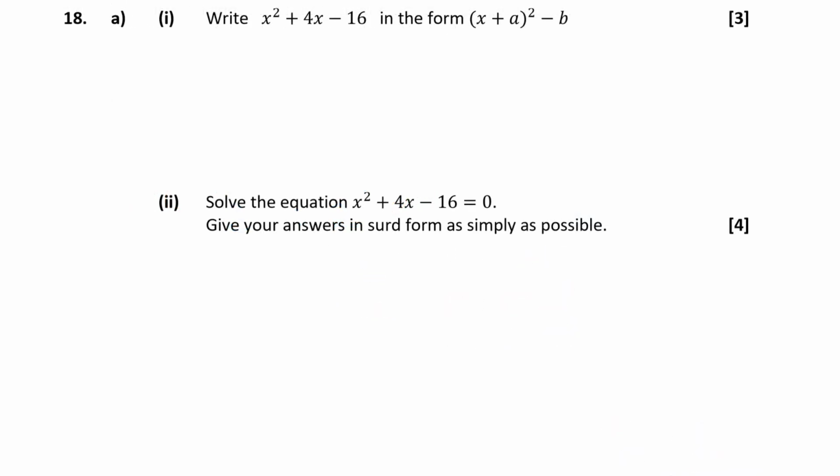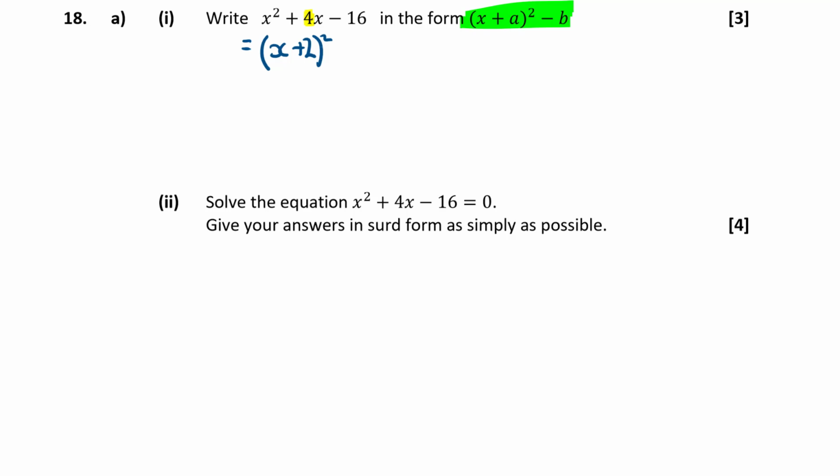Question 18a, part 1. Write x squared plus 4x minus 16 in the form x plus a all squared minus b. Okay, so this is in a quadratic expanded form. This one is in what we call the completed square form. It's fairly easy to convert one from the other. What we need to do is we take the coefficient of x here and we halve it. So the coefficient of x is 4, half of that is 2.